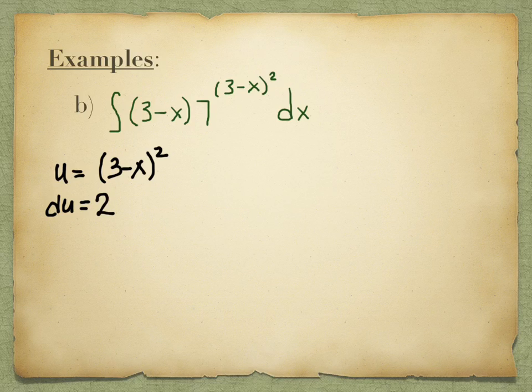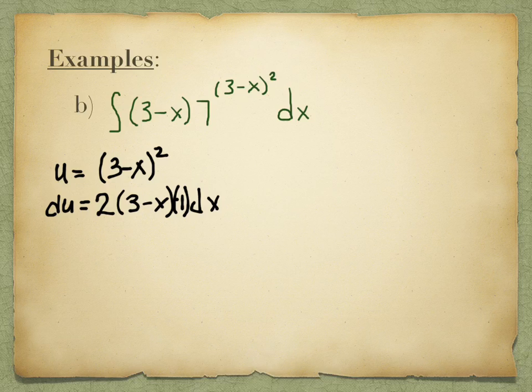3 minus x. That's part of it. I'm going to have a dx. Negative 6 minus 2x, or plus 2x. I almost left no space. There's a negative 1 in there. Why do I have a negative 1? Because you take the derivative of what's inside.